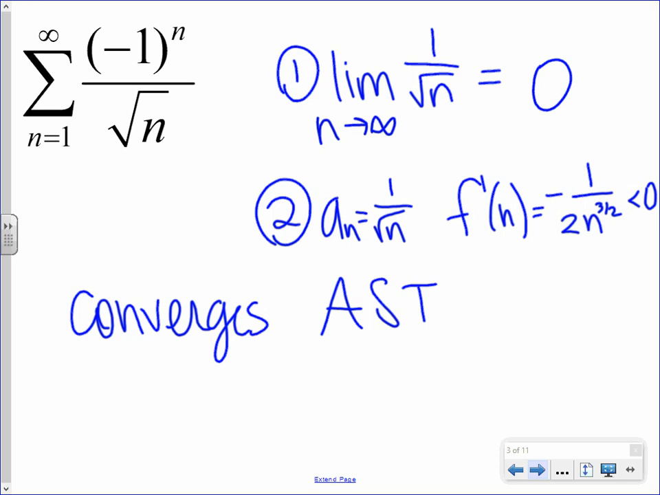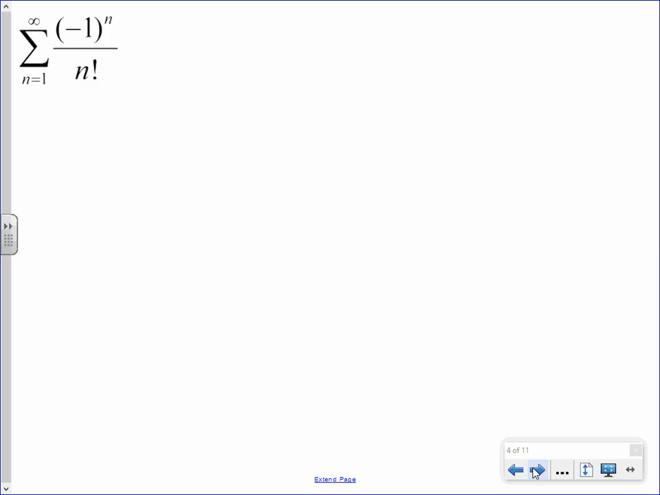Isn't this test nice? Like, you don't really have to think too far out of the box for any of these, right? It's pretty cut and dry. Is it alternating? Check these two things. Okay? All right, next one.